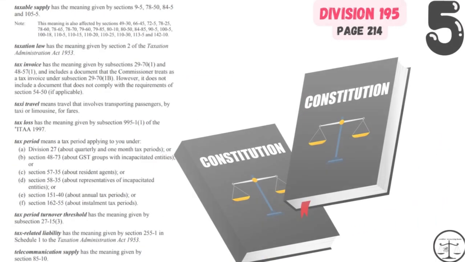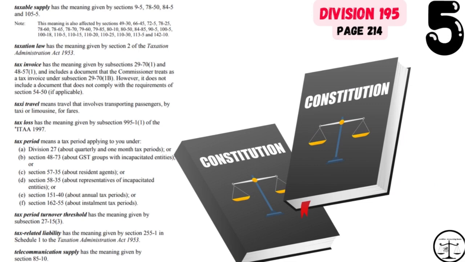Now we will head to Section 5. Now, we will explain words on page number 214 of Division 195 of GST Act Volume 2. This is Section 5 of this video, for Dictionary. Please find words on screen.